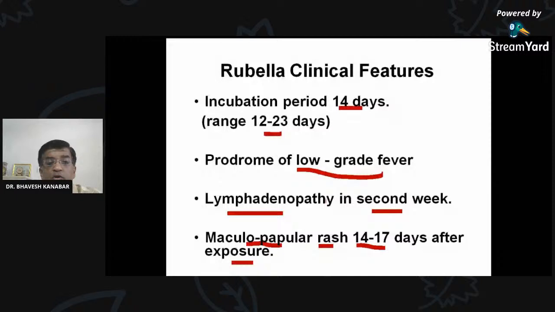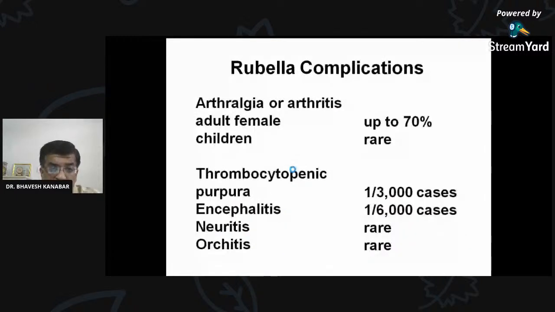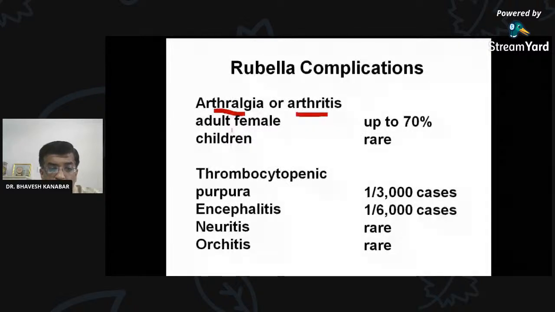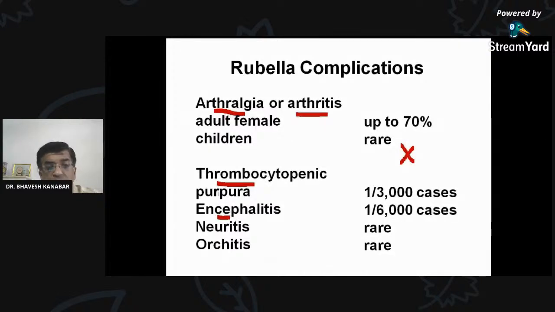Complications of rubella include arthralgia, meaning joint pain, and arthritis, inflammation of the joint, in adult females and children. Right? Thrombocytopenic purpura, encephalitis. No need to remember the numbers. Just remember these complications: arthralgia, arthritis, thrombocytopenic purpura, encephalitis, neuritis meaning inflammation of the nerves, and orchitis. The testis is inflamed, but it is very rare.